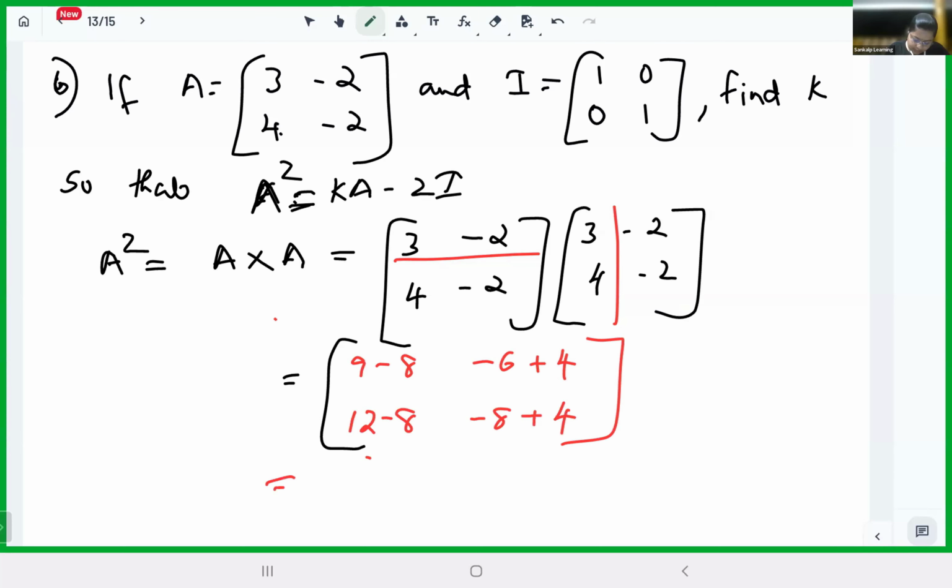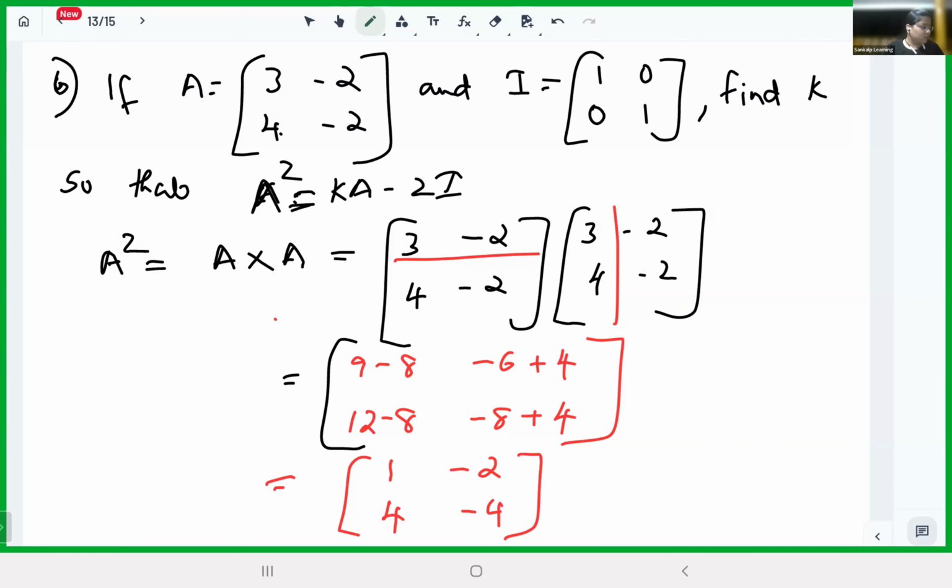So what is the value? 9 minus 8 is 1. Minus 6 plus 4 is minus 2. Then 12 minus 8 is 4. And what is minus 8 plus 4? It is nothing but minus 4. So, what is A square? A square is the matrix 1, minus 2, 4, minus 4.